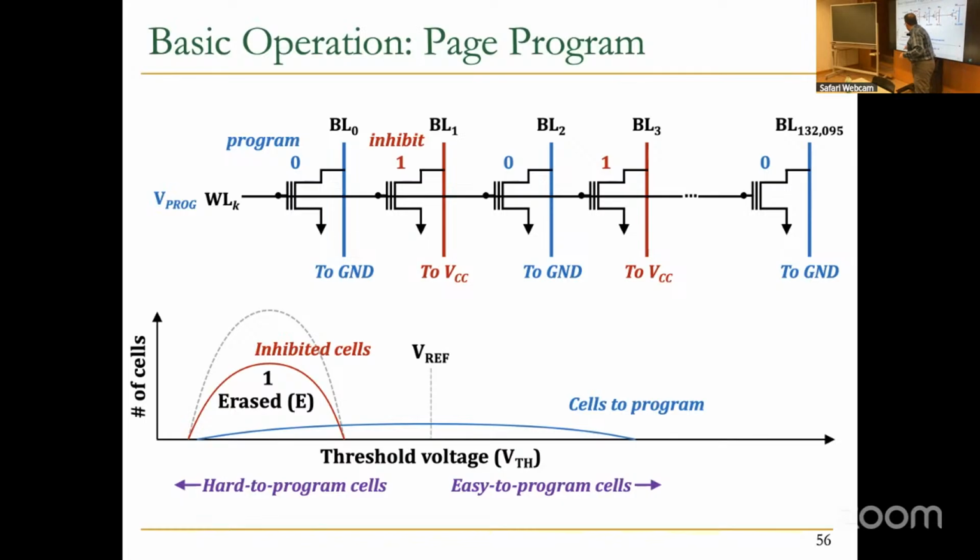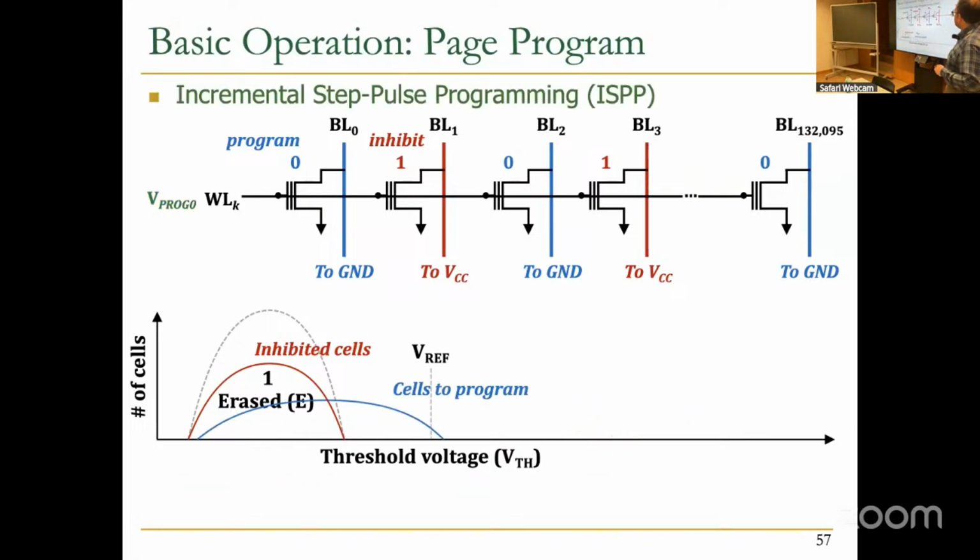But there are also some cells that are hard to program, so you need to wait more and apply more voltage essentially. In order to fix this problem, people came up with this idea of incremental step pulse programming, ISPP, where instead of applying Vprogram at once, they incrementally increase the Vprogram.